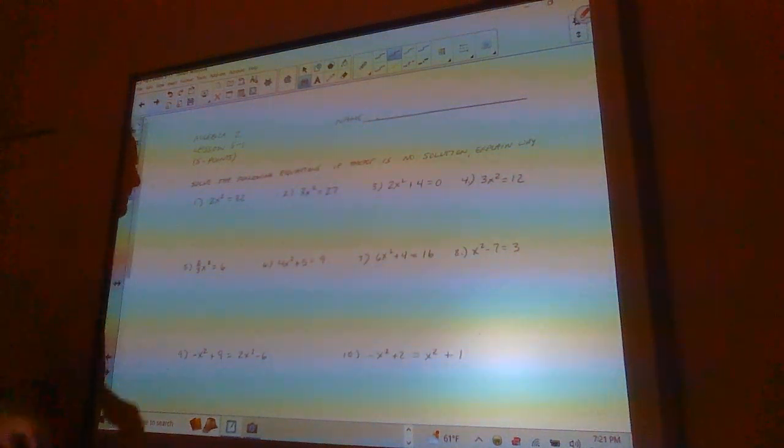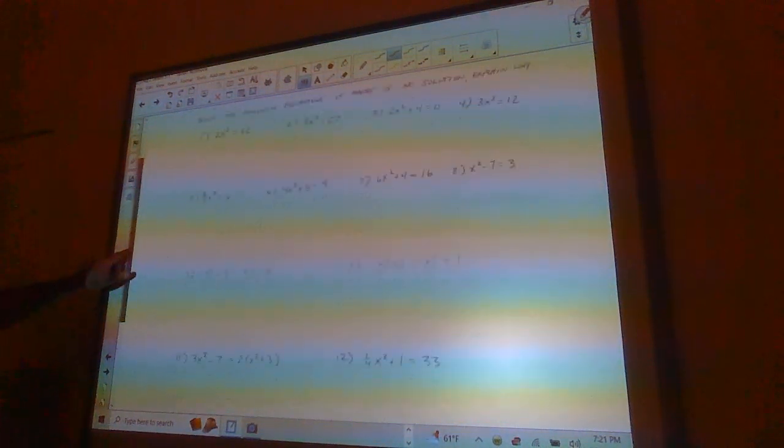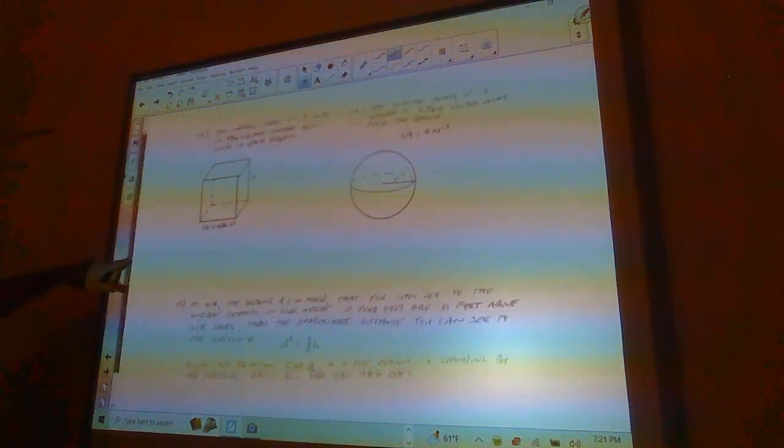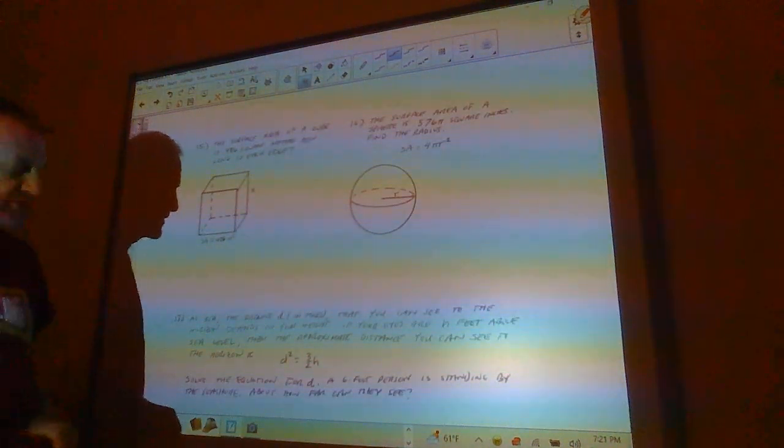So, got a little assignment here for you. There's actually 2 pages of different things that you're going to work on with solving square roots.